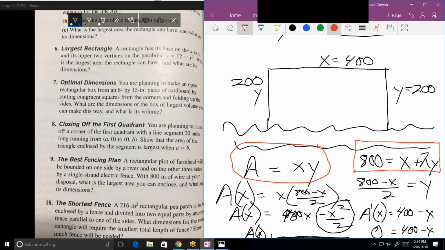You can't do anything with calculus with 2 variables. You got to get it down to 1 variable. So having this information about what the perimeter of the fence was allowed us to define y in terms of x, and that allowed us to then take our area function and differentiate it and solve and find out where the first derivative was equal to 0. All right. Understood.